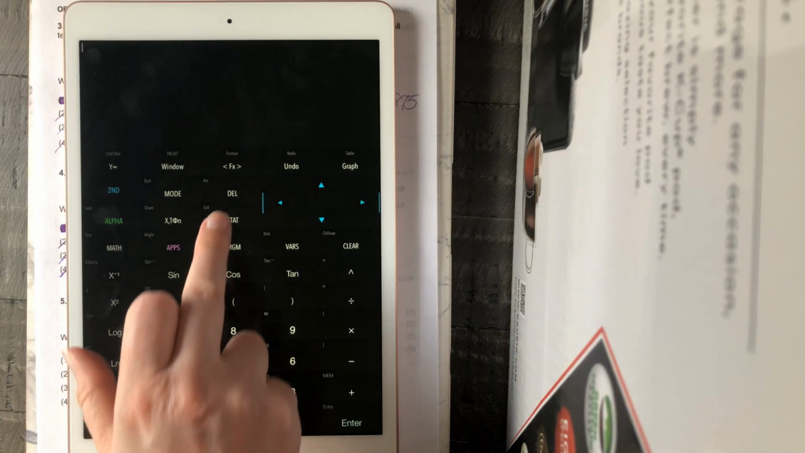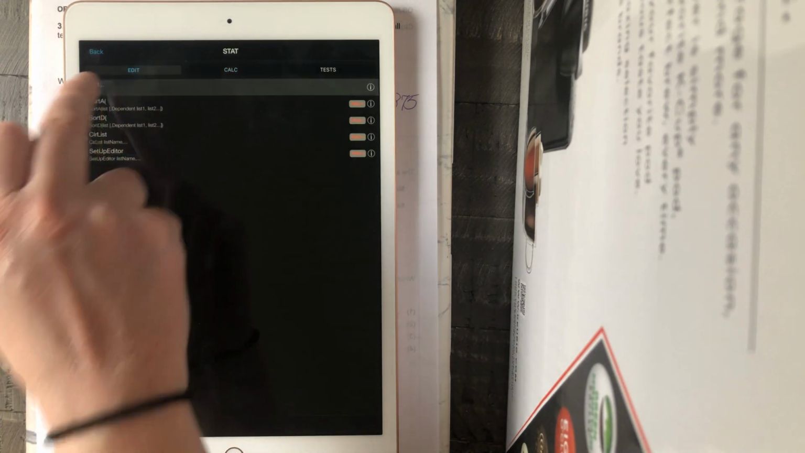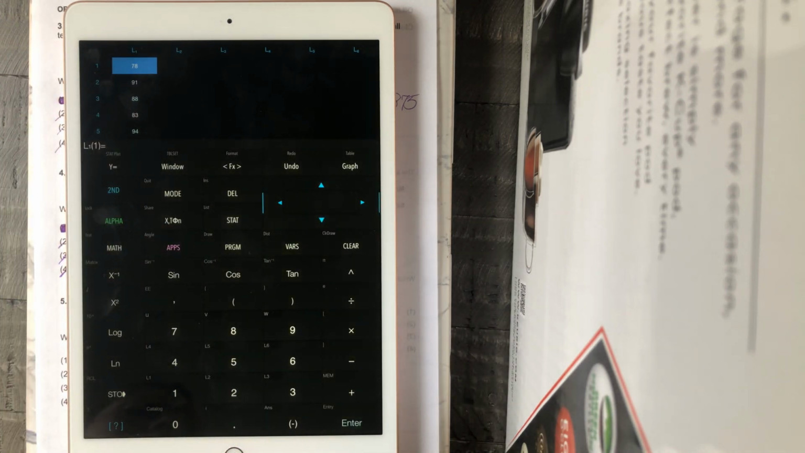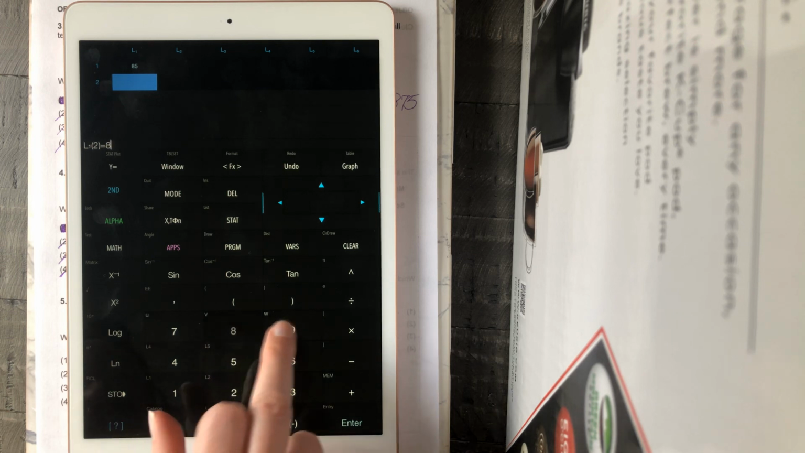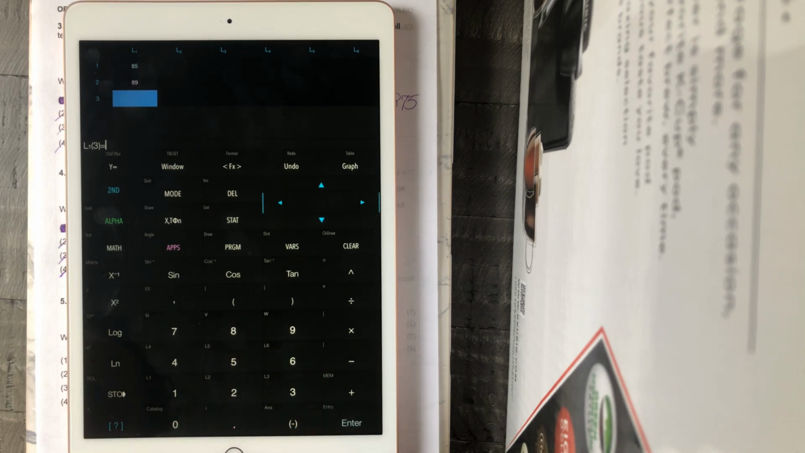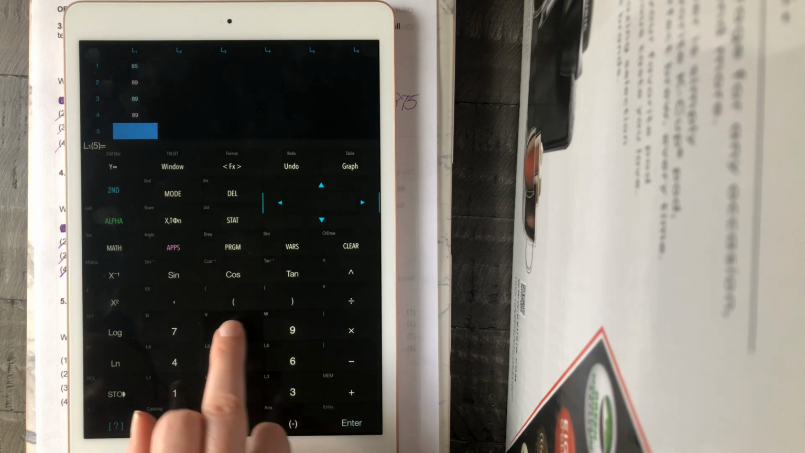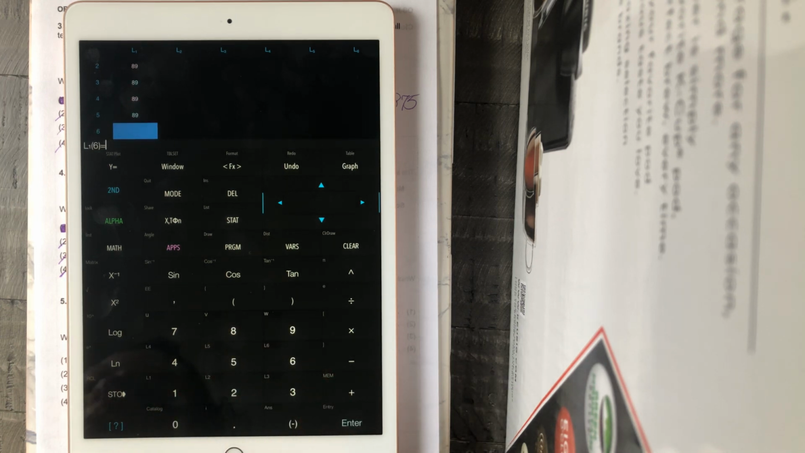So I'm going to go to Stat, and then I'm going to go to Edit for my list. I'm going to highlight list 1 and press Clear to get rid of all of those values from my last question. And now I'm going to start again. So 85 is my first value. Then I have 89, 89 again, and 2 more times. So I have 89 4 times.